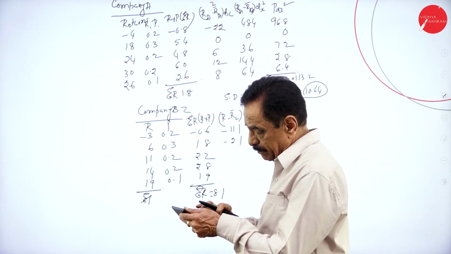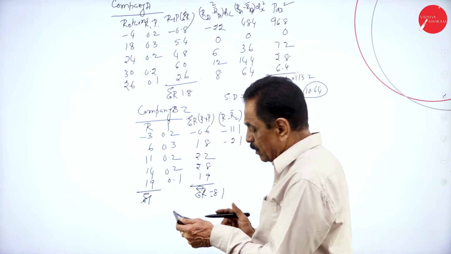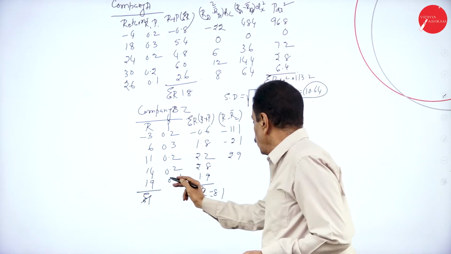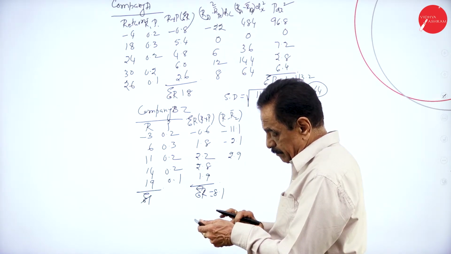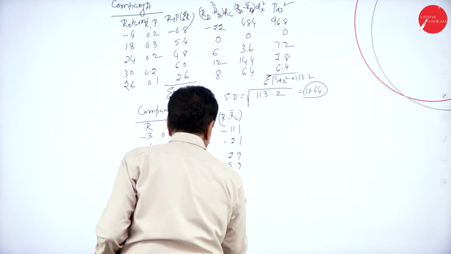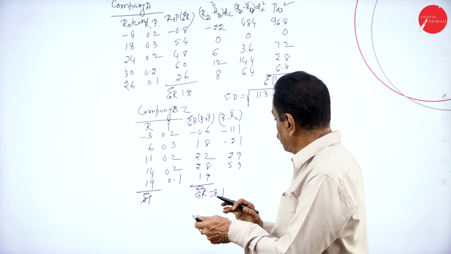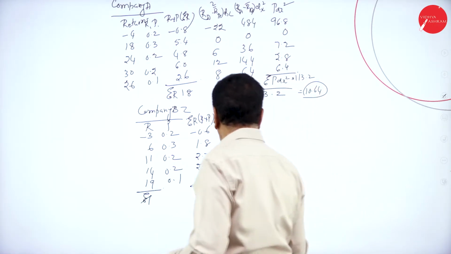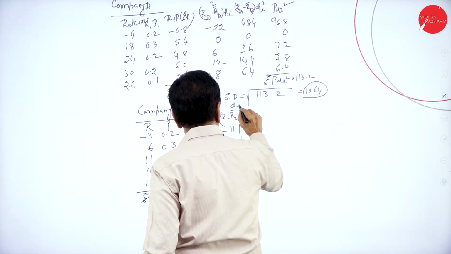11 minus 8.1, 2.9. Then 14 minus 8.1, 5.9. 19 minus 8.1, 10.9. You can call this as dy.